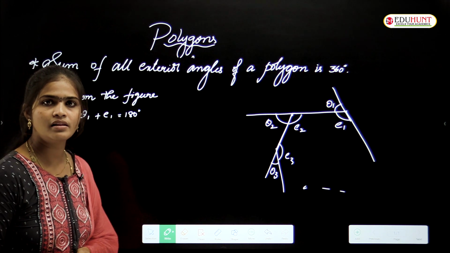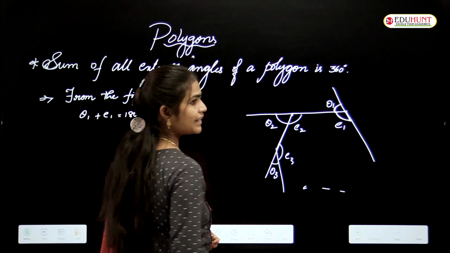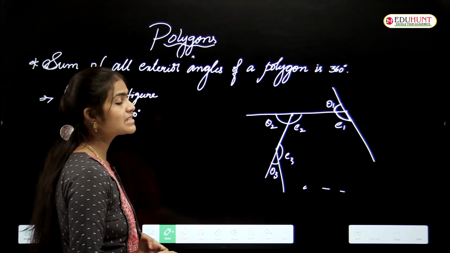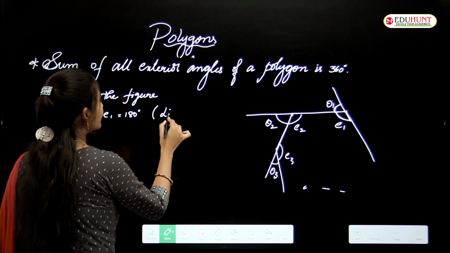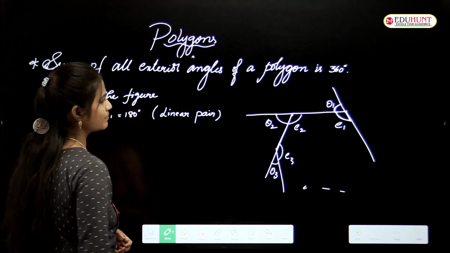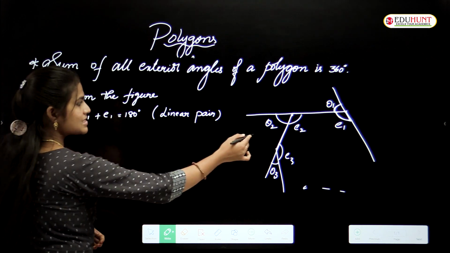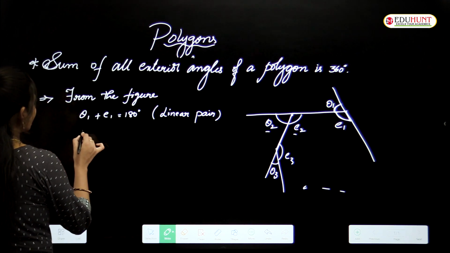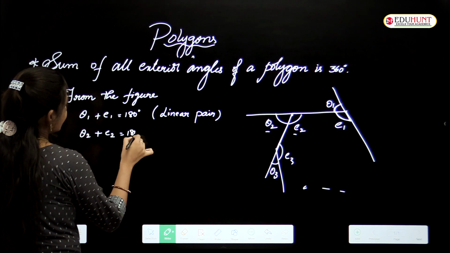How is it possible? Why? Because here theta 1 and E1, those two are adjacent angles, and those two form a linear pair. Already we discussed this in elementary geometry, right? So those two form a linear pair. So theta 1 plus E1 is equal to 180 degrees. And in the same way, theta 2 plus E2, those two also form a linear pair, right? So next, theta 2 plus E2 is equal to 180 degrees.